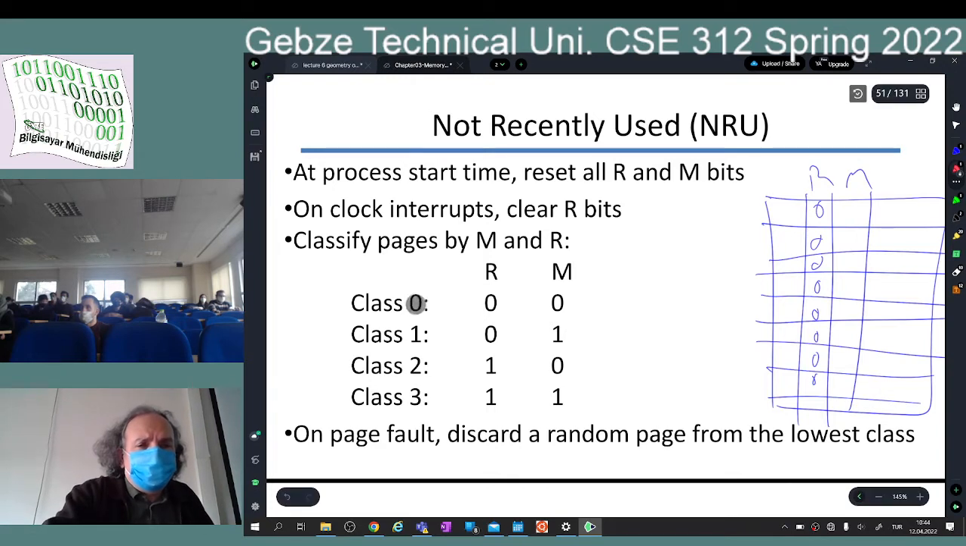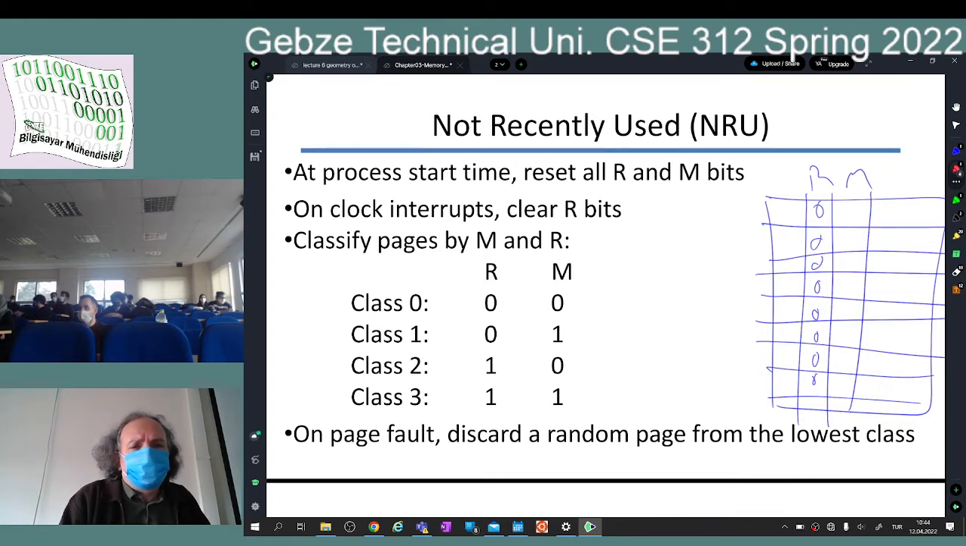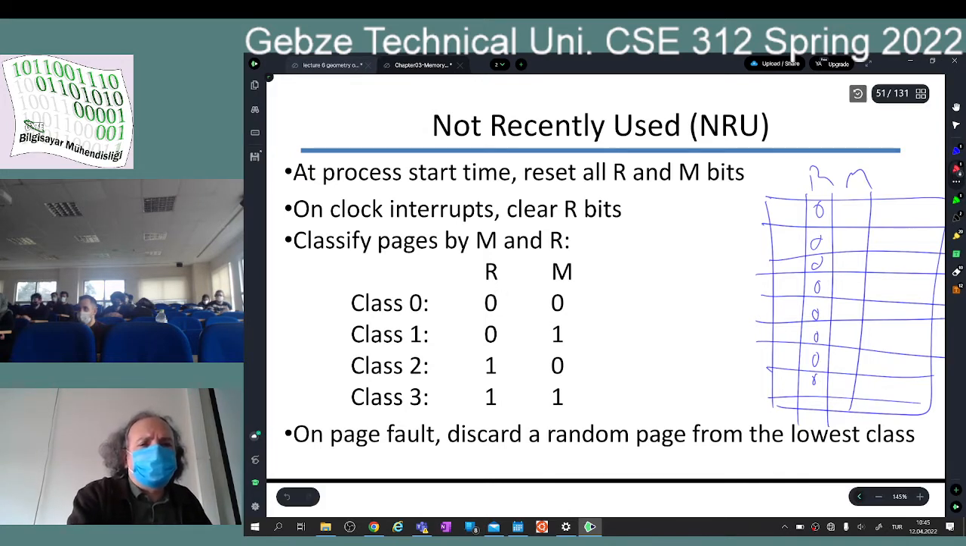Your class is 0. If you are not referenced but modified, you are class 1. If you are referenced but not modified, you are class 2. And if you are referenced and modified, then your class is 3. Okay, that's what's going to happen. And on a page fault, I will discard a random page from the lowest class. So first I am going to replace these, then these, and then these.